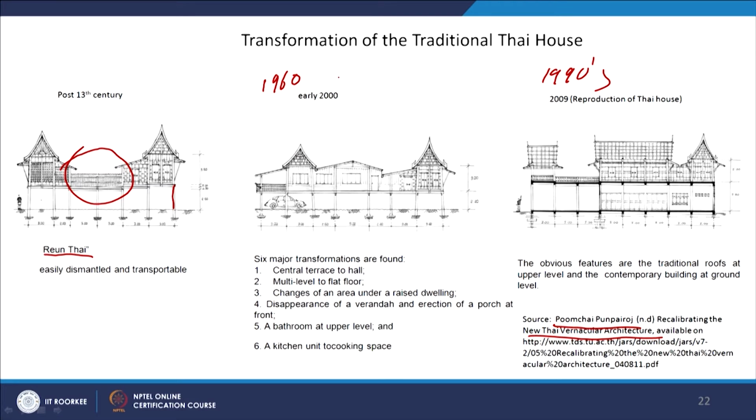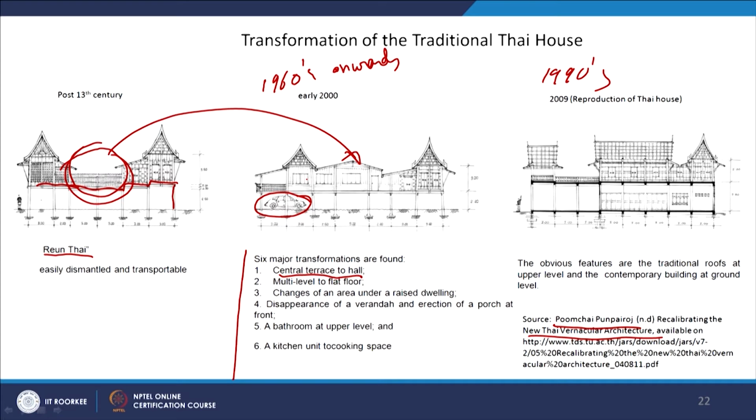But now, following, I would say from the 1960s onwards, I'm not saying exactly from 19, more or less around the modernistic movements, where the usage of the car comes, and these are all made at different levels. But what is happening is there are 6 major transformations which have taken place. One is the central terrace. This terrace is now shifted, and the multi-level is now a flat floor. Now it's all one straight.